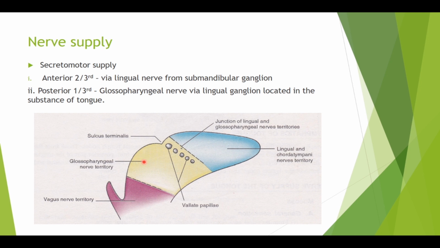Now the secretomotor supply. Anterior 2/3 is again via the lingual nerve from the submandibular ganglion. These are the parasympathetic ganglia. Posterior 1/3 is by the glossopharyngeal via the lingual ganglia located in the substance of the tongue. See here, this is the glossopharyngeal nerve territory, lingual and chorda tympani for the anterior 2/3 of the tongue, and the posterior most part of the tongue is by the vagus via its branch, that is superior laryngeal.